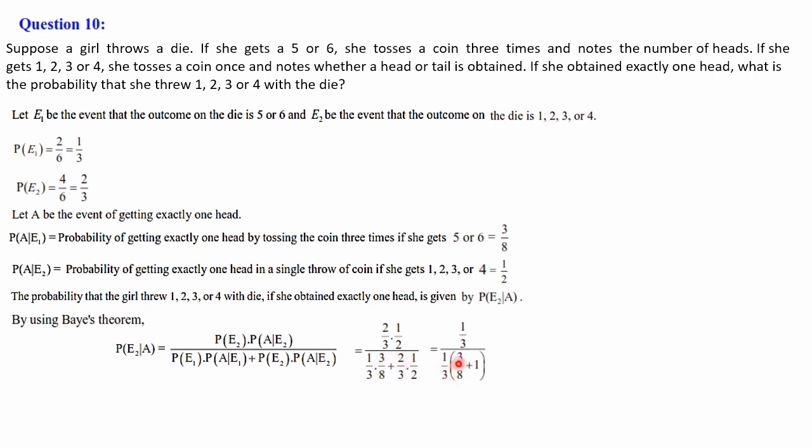So 1 by 3 into 3 by 8 plus 1. Here 1 by 3 and 1 by 3, numerator and denominator common, we can cancel it. So 1 divided by 8, we can take common LCM: 8 means 3 plus 8. 1 into 8 is in the numerator. So 3 plus 8, that is 11 by 8. So 1 divided by 11 by 8, that is a reciprocal, we can take it as 8 by 11. So the required probability is 8 by 11.